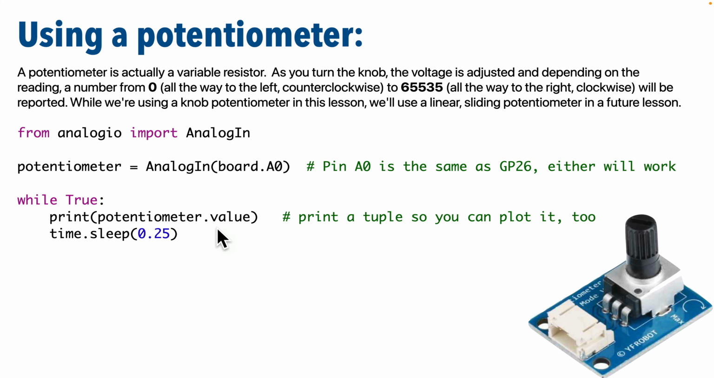And then down here, we'll simply put the reading returned from the potentiometer's value property into a print statement so we can see the potentiometer reading printed to the console. And I'll add a 1/4 second time sleep delay just so that the speed of the board output doesn't overwhelm the slower printing. So let's code.